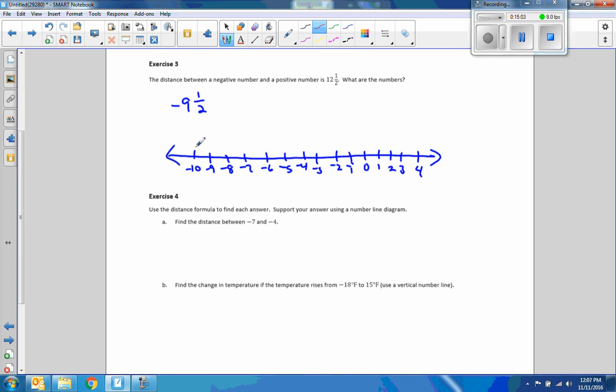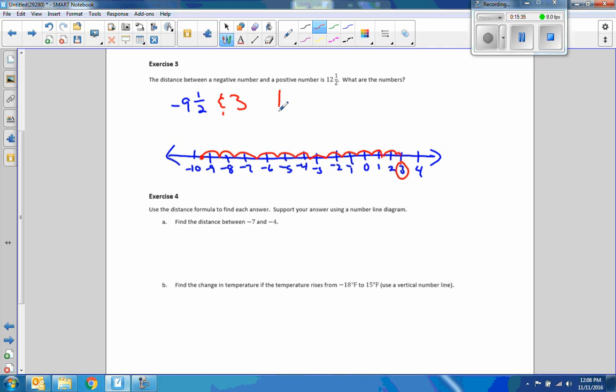Okay, so there's our number line. We started here at negative 9 1/2. So when I count 1, I'm going to be on the halves every time. So there's 1, 2, 3, 4, 5, 6, 7, 8, 9, 10, 11, 12 and a half, and I ended up at 3. So negative 9 1/2 and 3 would be the example here.